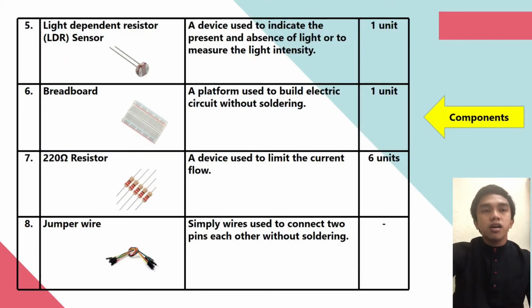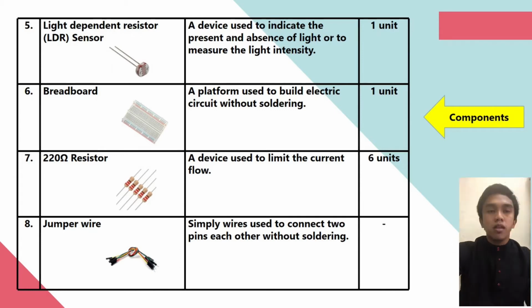Next is LDR. We use LDR as our input, which is to indicate the presence of light or to measure the light intensity. Next is breadboard. We use breadboard as a platform to build our electric circuit without soldering.